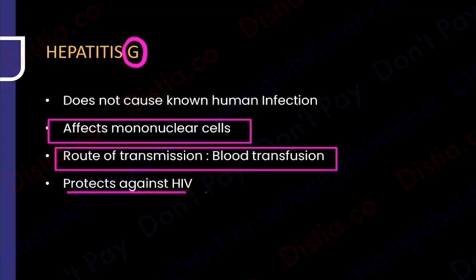But a lot more studies need to be done on hepatitis G. I just wanted to touch upon the topic because you will see this written as one or two lines. So it is going to affect the mononuclear cells, comes in via the blood, and can give protection against HIV. Let's move forward.